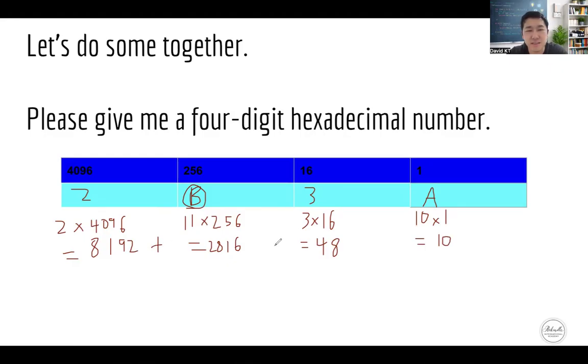So add these together, and there's no way I'm going to be able to do that in my head. So I'm going to use a calculator. 8192 plus 2816 plus 48 plus 10. Looks like this is 11,066 in decimal.